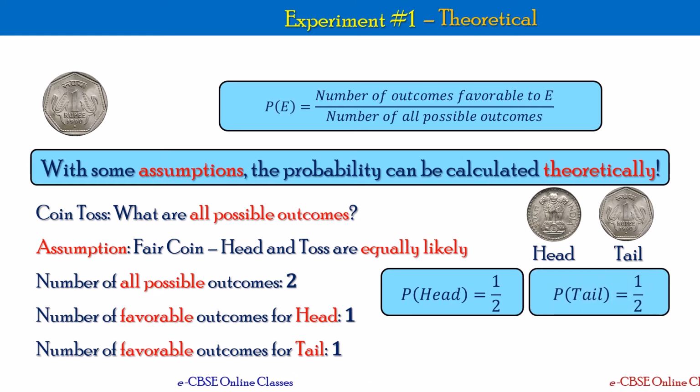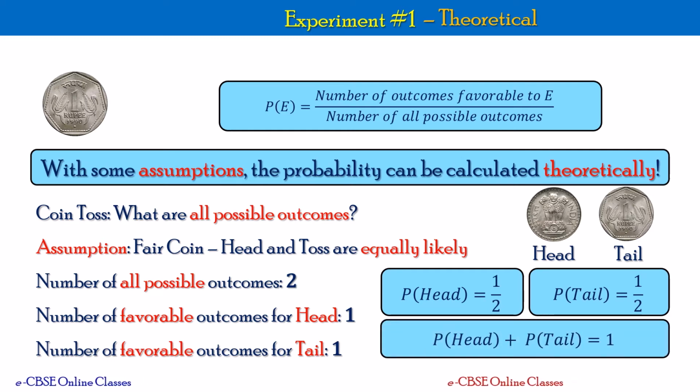So P of tail is also equal to 1 by 2. Notice here, the sum of probabilities for head and tail is equal to 1 because those are the only two possible outcomes. Remember this point.